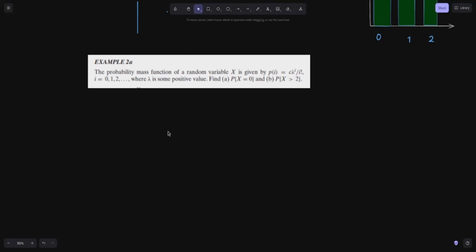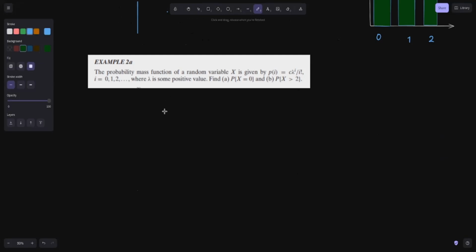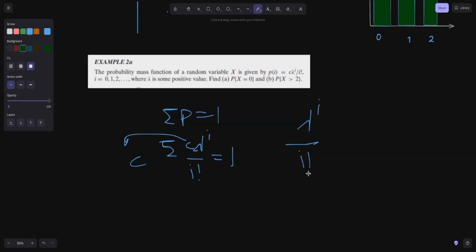Since it's a probability mass function, we know that the summation of whatever the probabilities are has to be 1, right? So now what can we do? The summation of c lambda^i by i factorial has to be 1. Okay, c is common, you can take c out. So what does this look like? Summation of lambda^i by i factorial. Have you seen this before? This is nothing but the expansion of e to the power x.